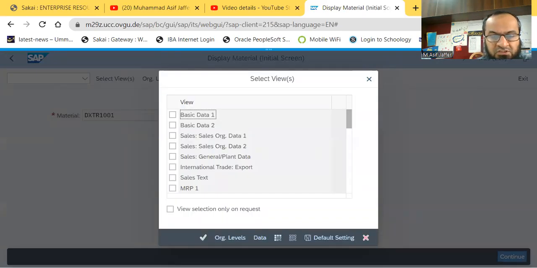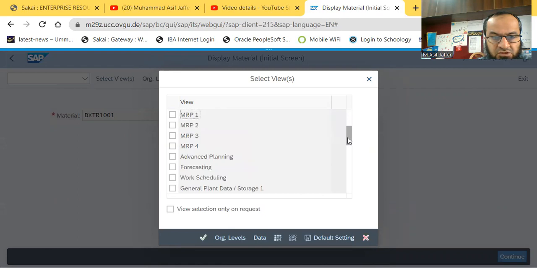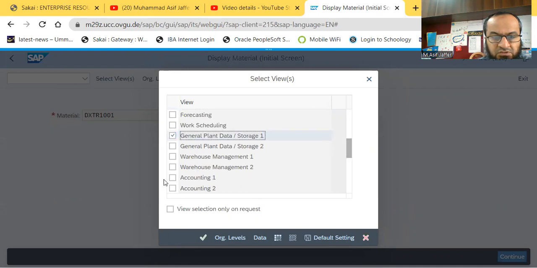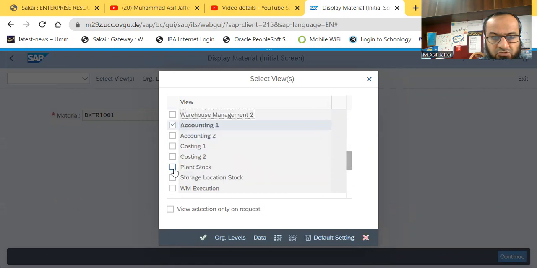Recall that we discussed that in the materials management module, we are interested right now, for the purpose of the scope of the course, in 5 different views. That is the basic data 1, the purchasing view, the accounting 1 view, and the plant stock view. So basic data 1, the other views, let's call general plant data storage 1, accounting 1, and plant stock. So that's the plant stock.